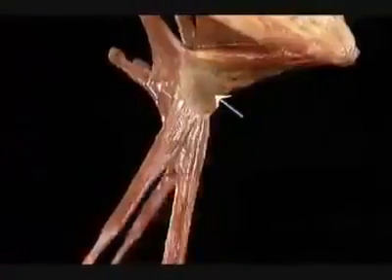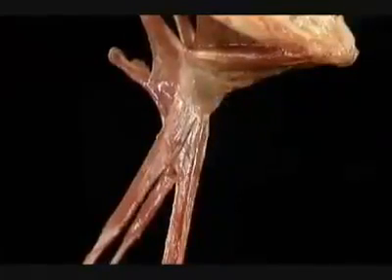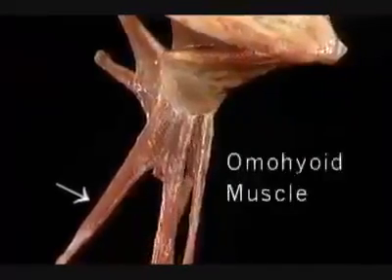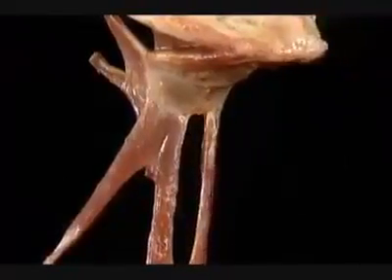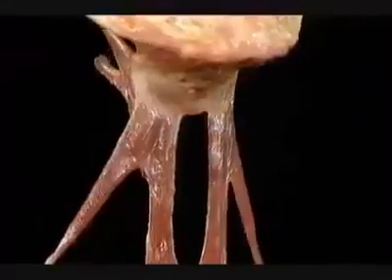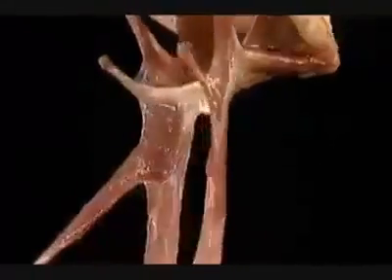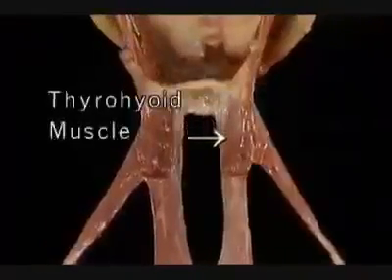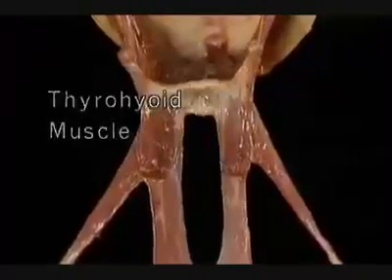Lastly, we'll take a brief look at the attachments of the 3 muscles that pull the hyoid bone downwards. They're the omohyoid, sternohyoid, and thyrohyoid muscles, known collectively as the infrahyoid muscles. Here's the body of the hyoid bone. Here's the upper end of the omohyoid muscle, which goes all the way down to the scapula. Medial to it is the sternohyoid muscle, which goes to the sternum. Behind these 2 is the short thyrohyoid muscle, which goes down to a structure we haven't seen yet, the thyroid cartilage.